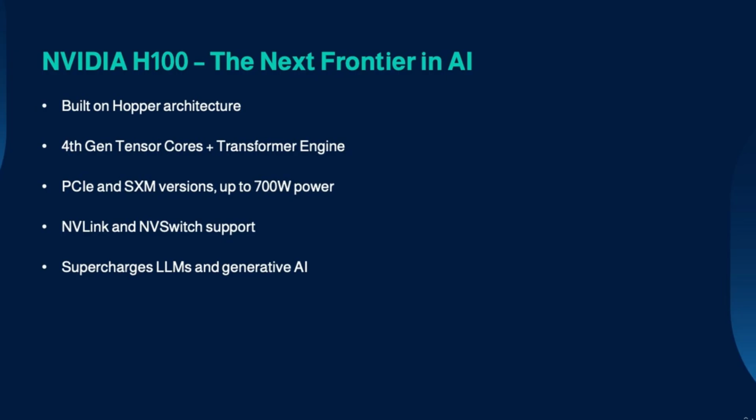The H100 supports NVLink and NVSwitch, allowing GPUs to work together with lightning-fast interconnects, crucial for model parallelism. It's designed for hyperscale generative AI and will be the backbone of next-gen AI infrastructure.